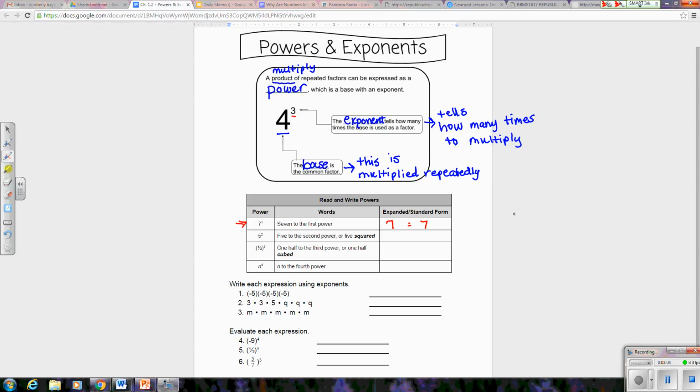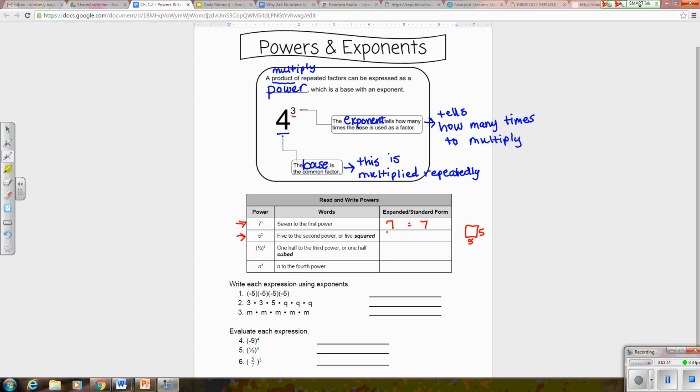If we wanted to write 7 plus 2, we wouldn't need to write 7 to the first plus 2 to the first. We just know that it's 7 plus 2. We don't need the exponents there. But that's called 7 to the first power. This next power is read 5 to the second power, or 5 squared, because a square has 2 sides, and if the sides are all 5, 5 times 5 gives us the area of the square. So 5 squared, or 5 to the second power.